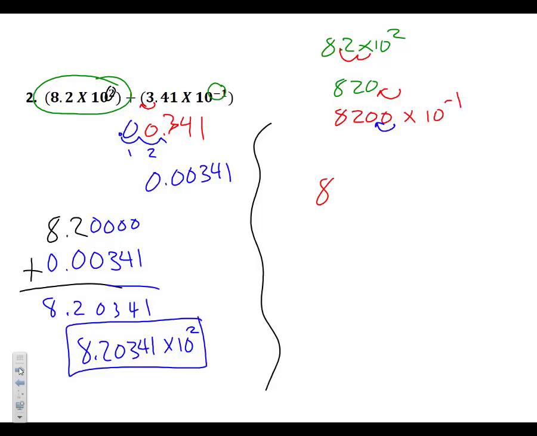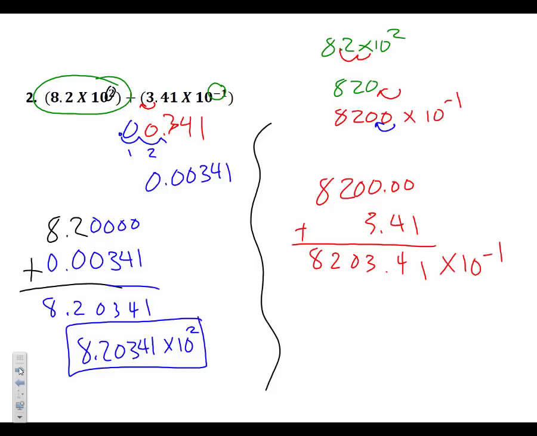So I'm going to take 8,200 and I'm going to add 3.41. Now it goes right under there because that's where the decimal is in 8,200. So I get 8203.41, times 10 to the negative 1. Well, as you can see, the decimal is not in the right place. I've got to move it 1, 2, 3 places. 3 places. Okay. So to get 8203, I've got to now go to the right 3.